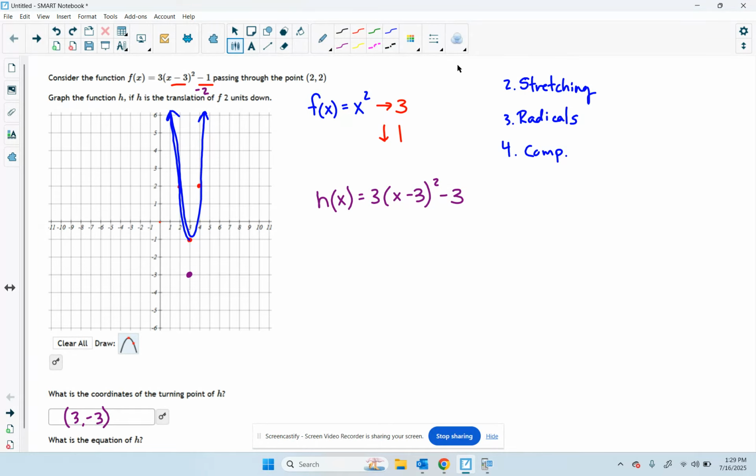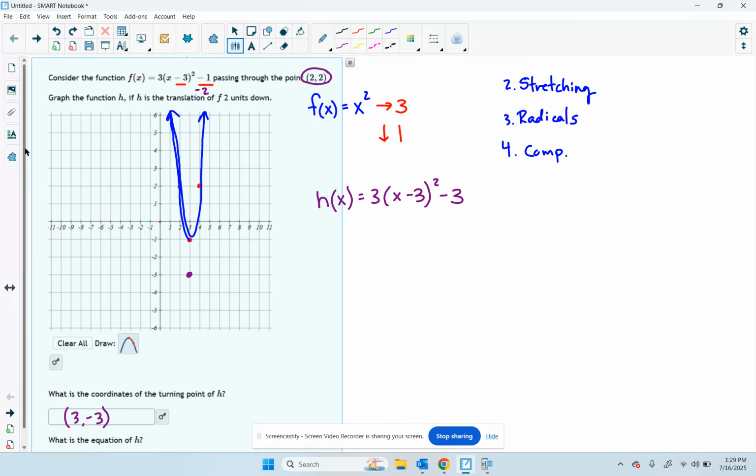So we won't ask you any like complicated questions about stretching or compressing. That's why they give you this point 2, 2 to kind of let you know you don't have to really worry about that too much. The 3 is what makes the graph narrower, but you can disregard it because we know a point that the graph goes through. So I wouldn't stress too much about the 3, okay, in this particular example.